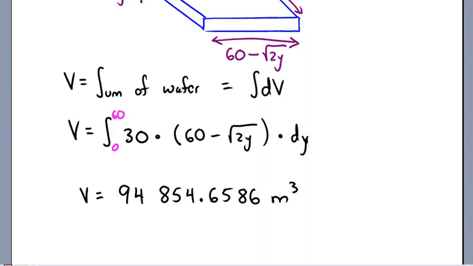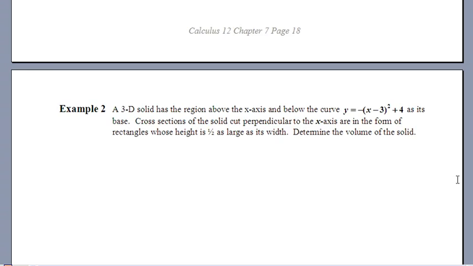And then we get to the next couple of questions. The next trio of questions are kind of all the same in some rough way. At first glance, when you read them, most students' reaction the first time they see it is, what is going on? Let's read it here. A 3D solid, so it's a full-on 3-dimensional shape, has the region above the x-axis and below some parabola as its base. Okay, I'm already a little bit confused. And then it gets even more interesting. Cross-sections of the solid cut perpendicular to the x-axis are in the form of rectangles whose height is half as large as its width. It's like, whoa, okay, that's confusing.